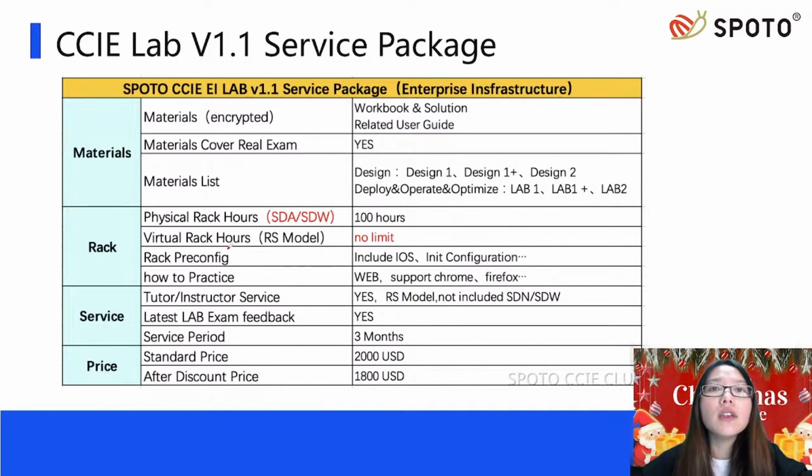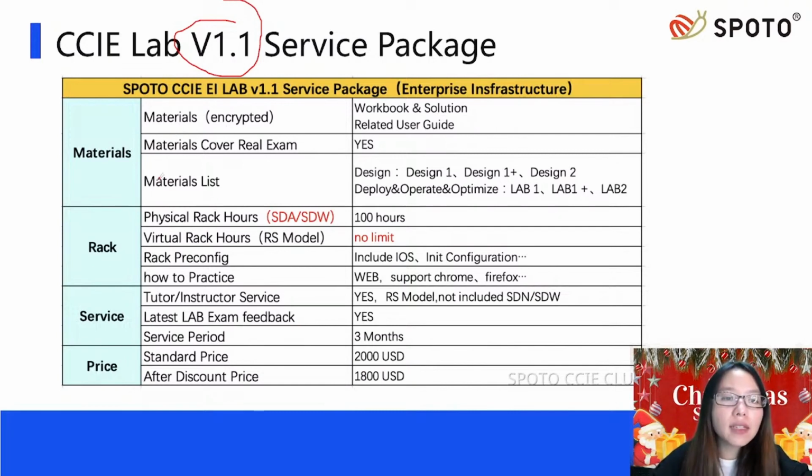Here is the CCIE EI Lab version 1.1 service package, and this is what you can get. We provide 3 months of service time, so you will have enough time to practice, including material, racks, physical racks, SDN, and routing and switching racks. It's no limit for you.